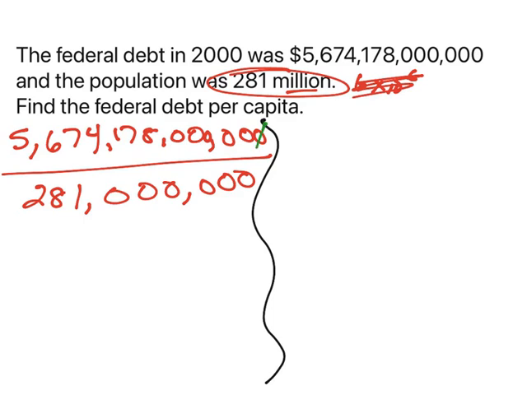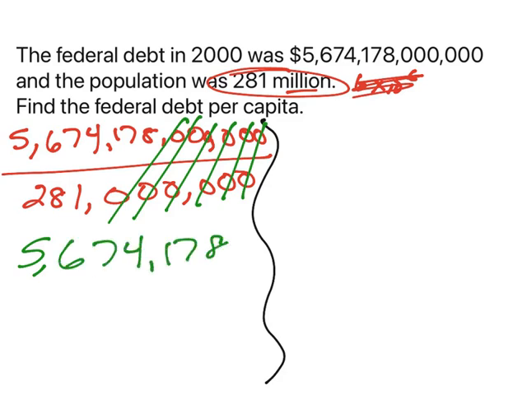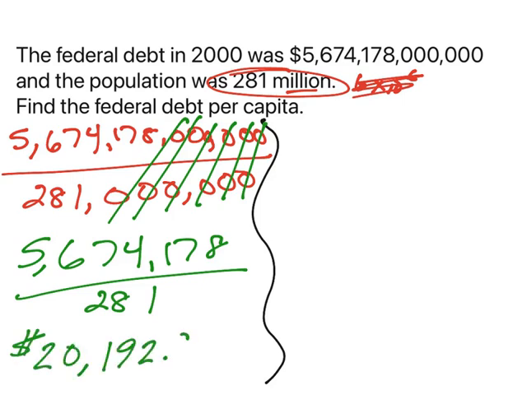You also can say, well, because these are zeros, they're going to cancel out, and I'm left with 5,674,178 divided by 281, and we're going to get a federal debt per capita of $20,192.80. Great, that's method one. Remember, with method one, you don't necessarily have to cancel out the zeros. You could just type those big numbers into your calculator and hit enter. You should get the same answer.